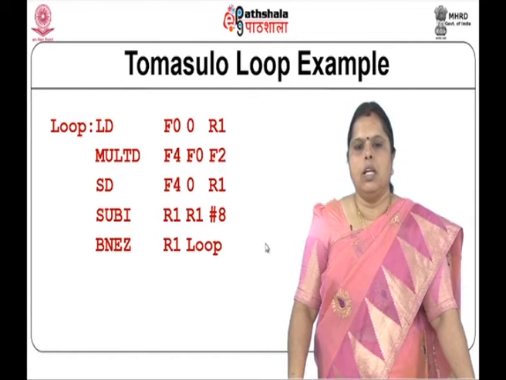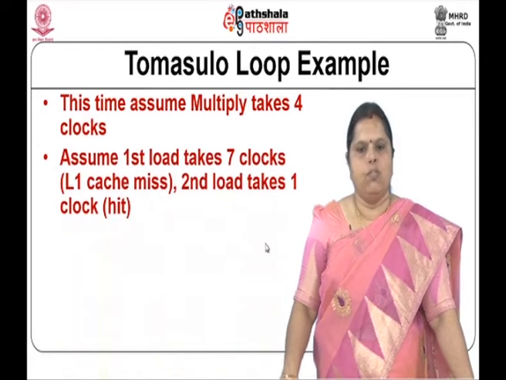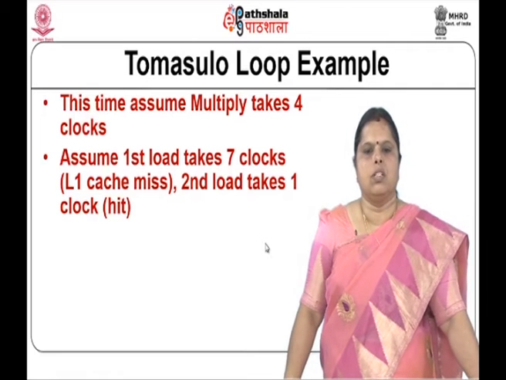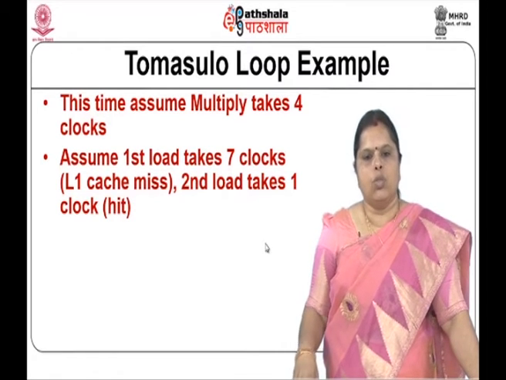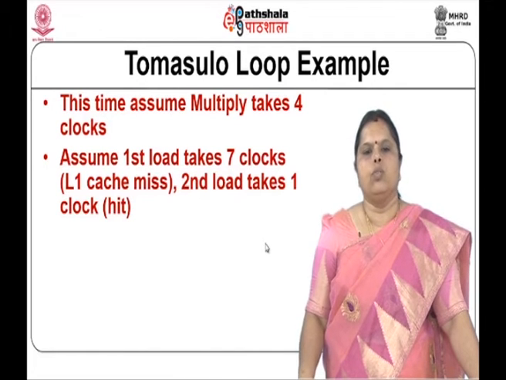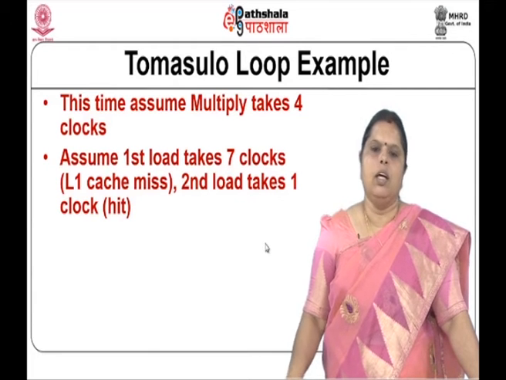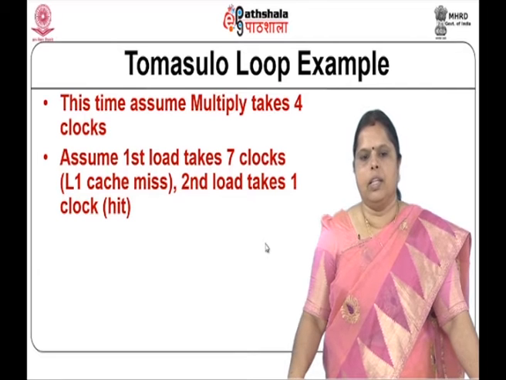So, these are the details about the instructions. Now we look at the latencies associated with these instructions. We will assume for this simulation that multiply takes 4 clock cycles. You have load instructions here, a load, multiply and a store, that is your basic block. We will assume that the first time the load instruction is executed, it takes 7 clock cycles to execute, because there is a cache miss there. But the subsequent load takes only 1 clock cycle because it is a hit in the cache.